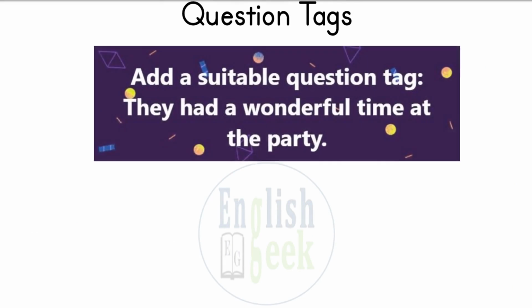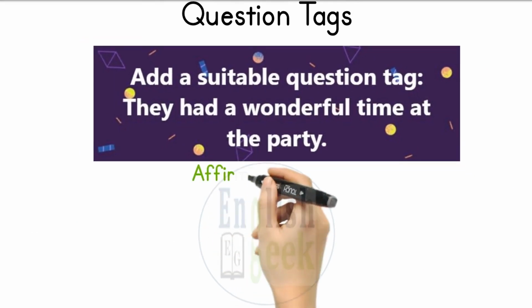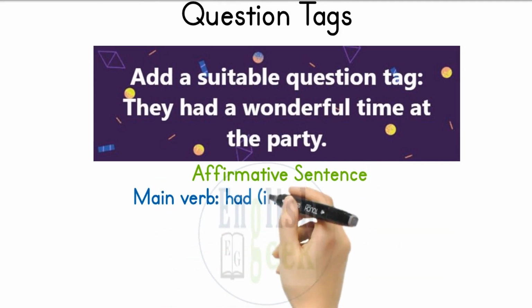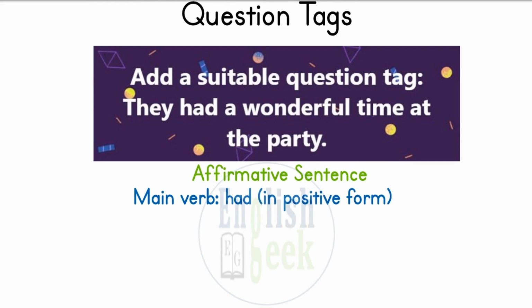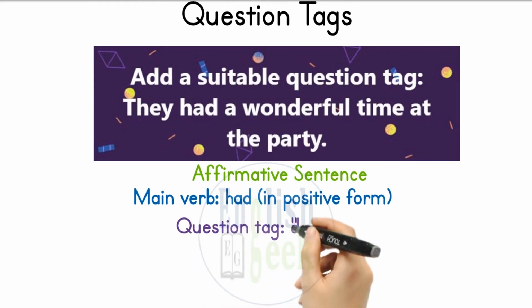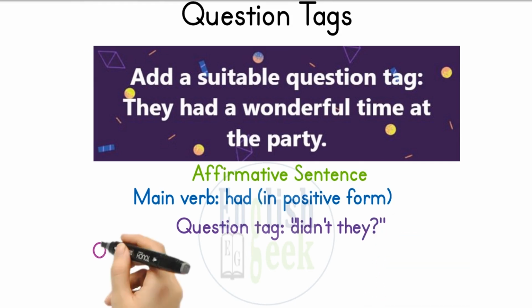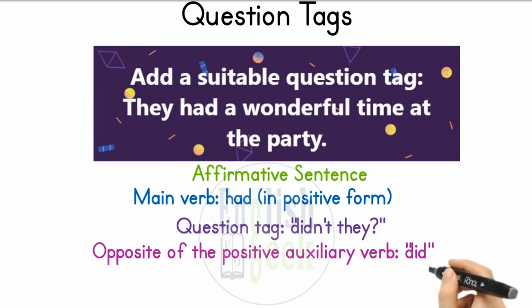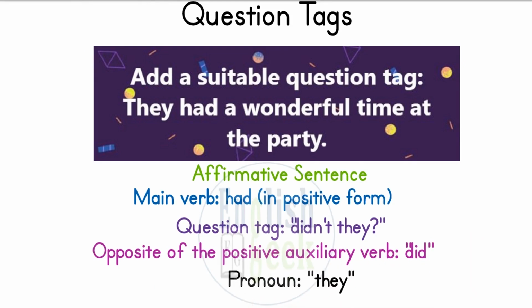The given sentence, "They had a wonderful time at the party," is an affirmative sentence. Here, the main verb is had in its positive form. The question tag, "Didn't they?" is formed by taking the opposite of the positive auxiliary verb, did, and adding the pronoun they.